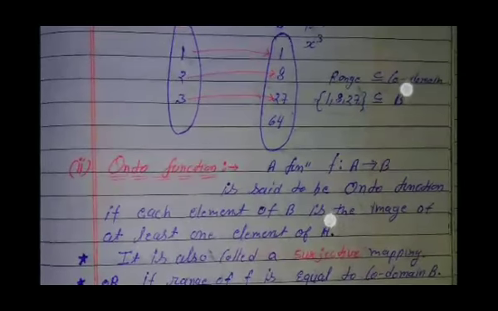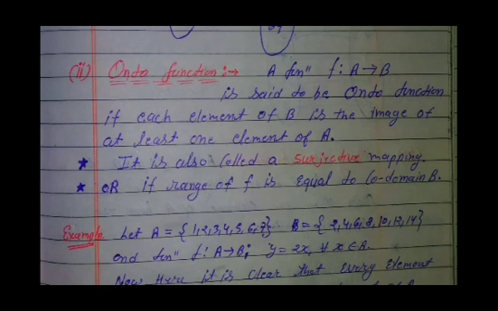Next type है आपका onto function. A function f such that A tends to B is said to be an onto function if each element of B is the image of at least one element of A. It means every element of B is the image of some element of A. It is also called the surjective mapping, or if range of f is equal to codomain, then we can say that the function is onto.